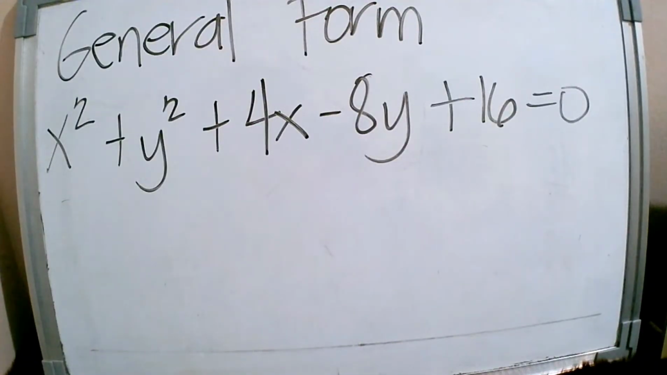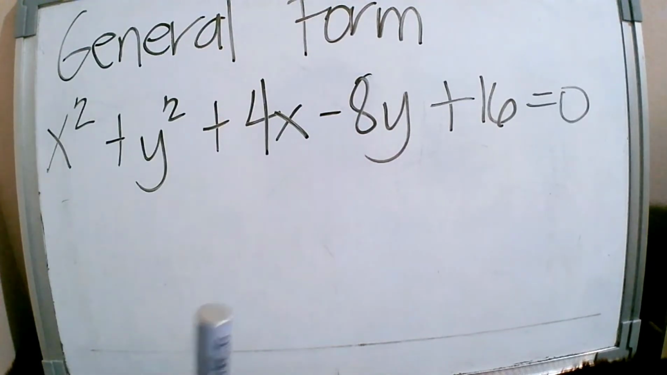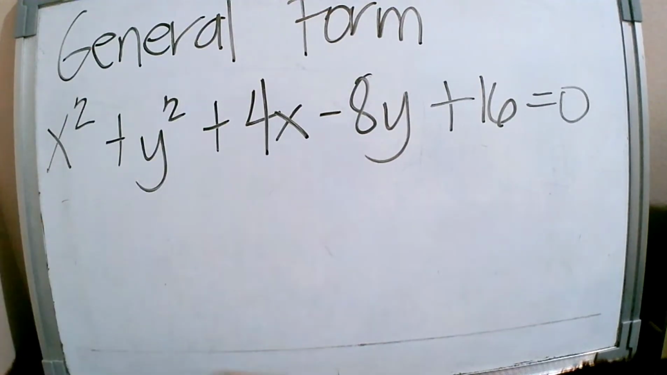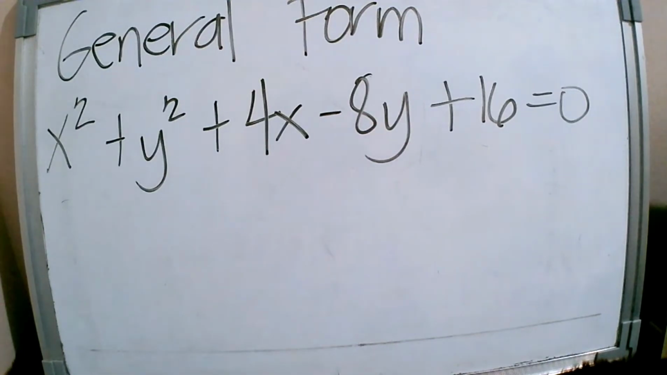Last week, we already discussed the standard form of the equation of a circle. And having the standard form, we can easily identify the center and the value of the radius. But how about if the equation is not in standard form? In this example, it is in general form, just like this. So first, we need to convert or transform it to standard form.